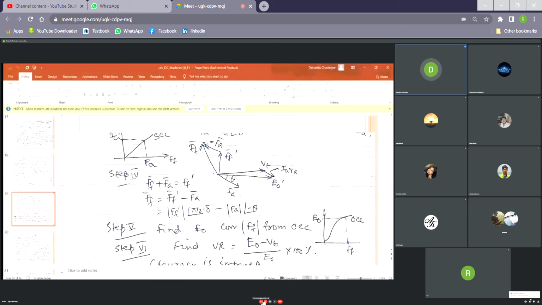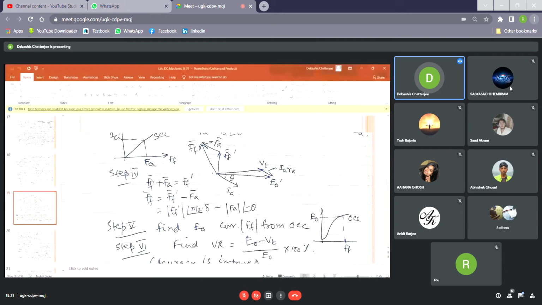Now to reduce that error, we have to use different characteristics of the machine to get the actual situation during calculation. That is why, if your IA changes, naturally FA will change, so you get a different value of FA. So you get better accuracy. Accuracy is improved to a good extent. Error is much lesser compared to what we find in this EMF method. The third method is the zero power factor method.